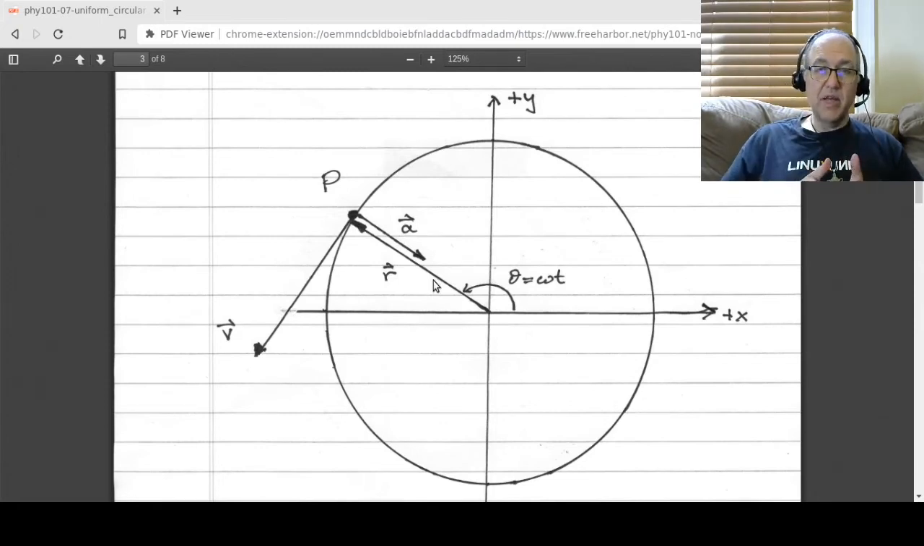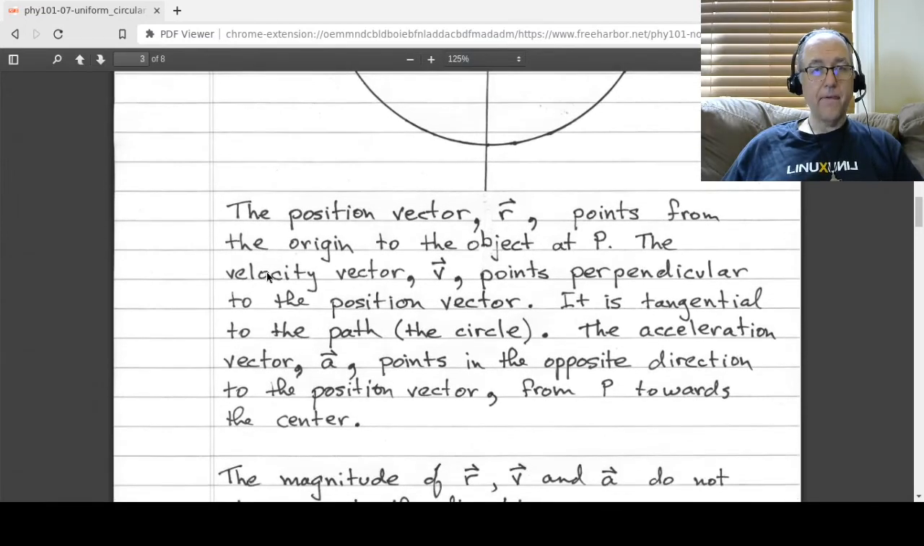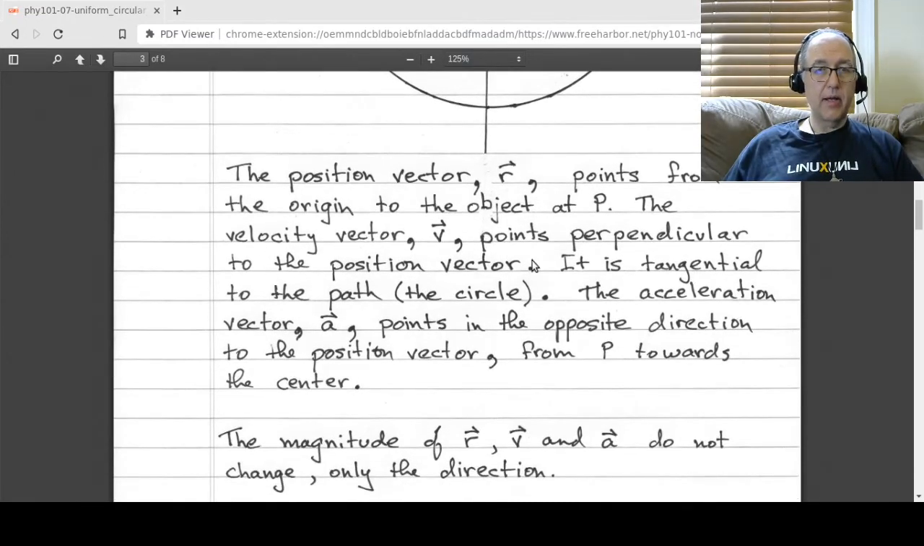So the direction of the acceleration, the direction of the velocity, and the direction of the position vector, they change, but their magnitudes don't change. And so this is very interesting, because we have motion here where the only changing property of the motion are the direction of the kinematic quantities. So that's what I'm trying to describe here. It's the magnitude of R, V, and A. They do not change, only their direction. And that's actually almost like a defining property of uniform circular motion.